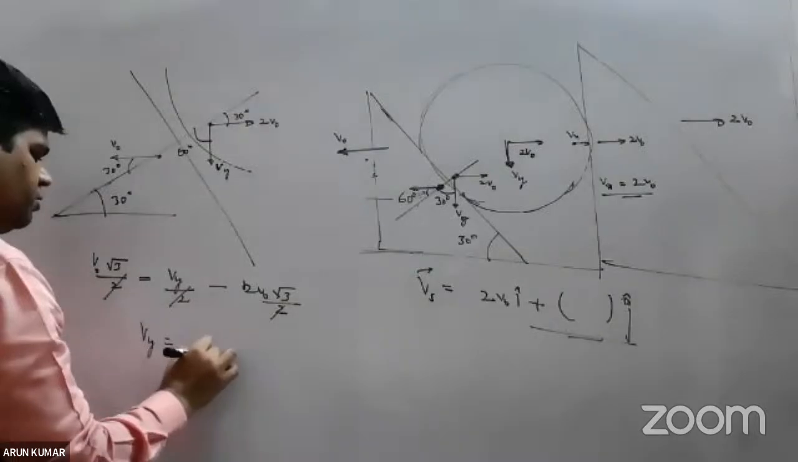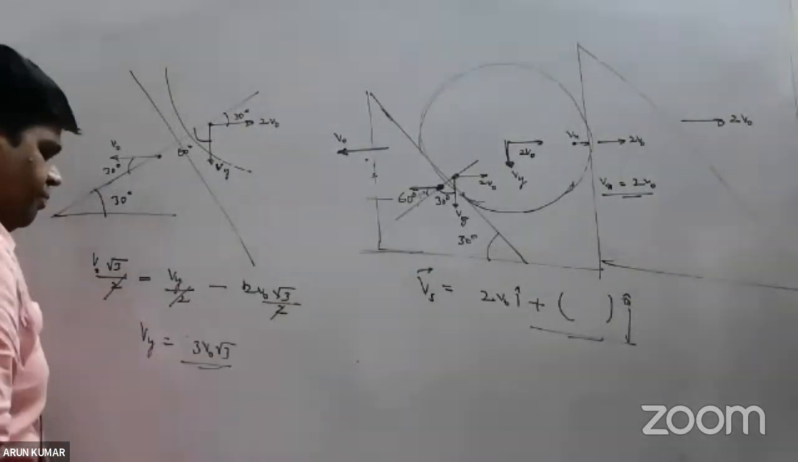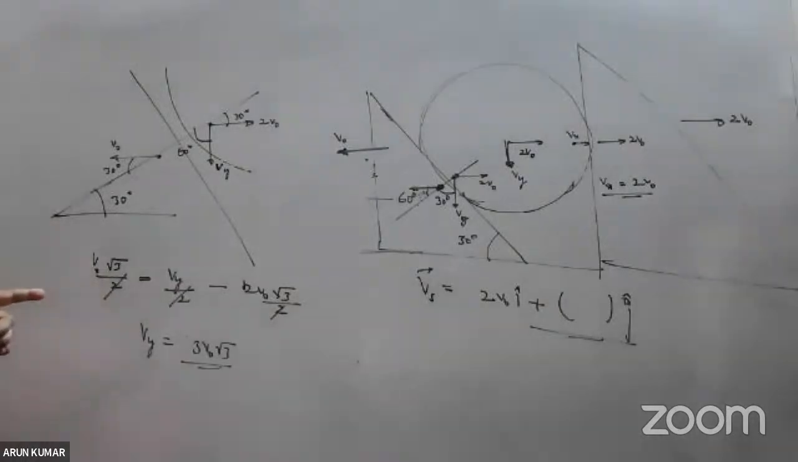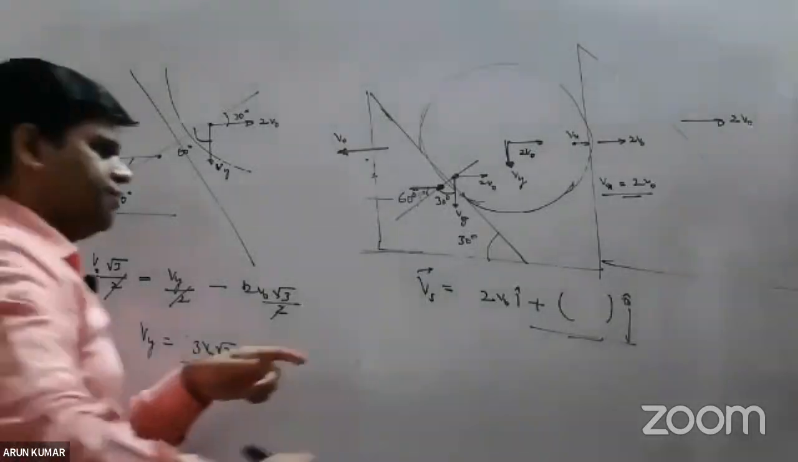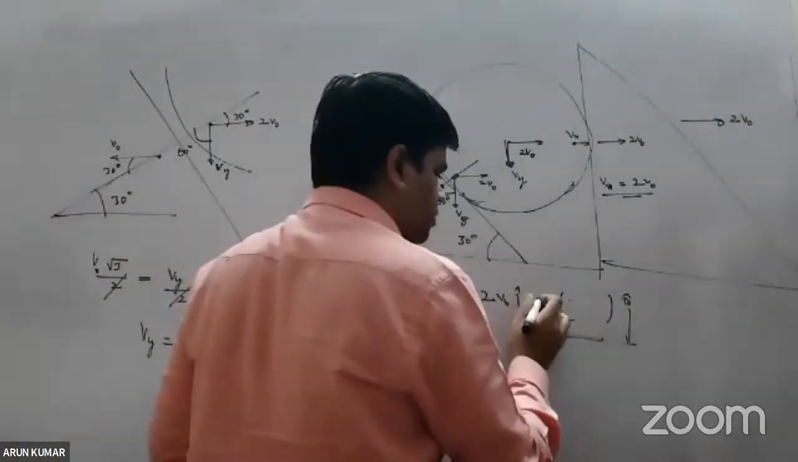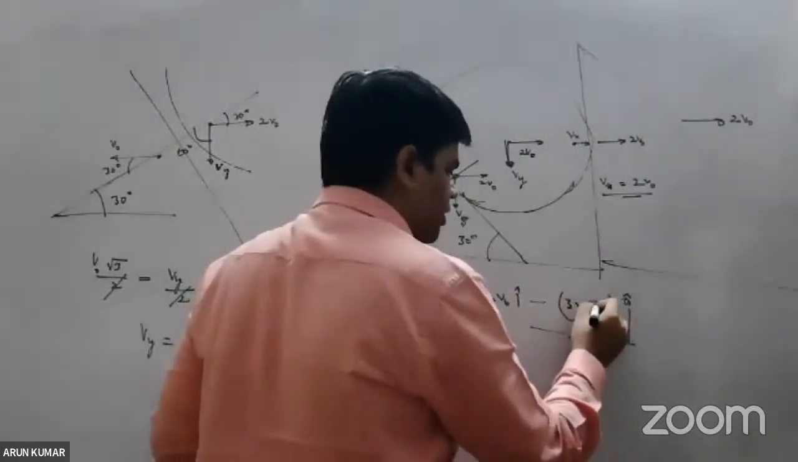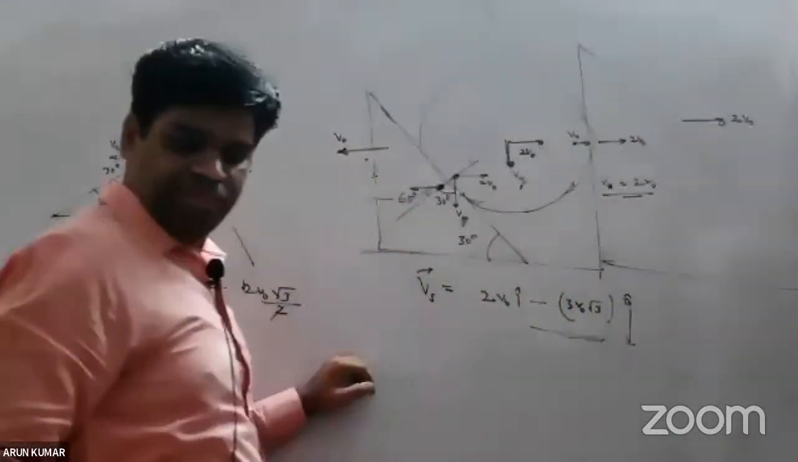Vy is equal to 3V naught root 3. Is it okay? Check the calculation now. Is the calculation fine? Yes, sir. Alright. So I got 3V naught root 3. So the velocity is 2V naught i cap minus 3V naught root 3 j cap.